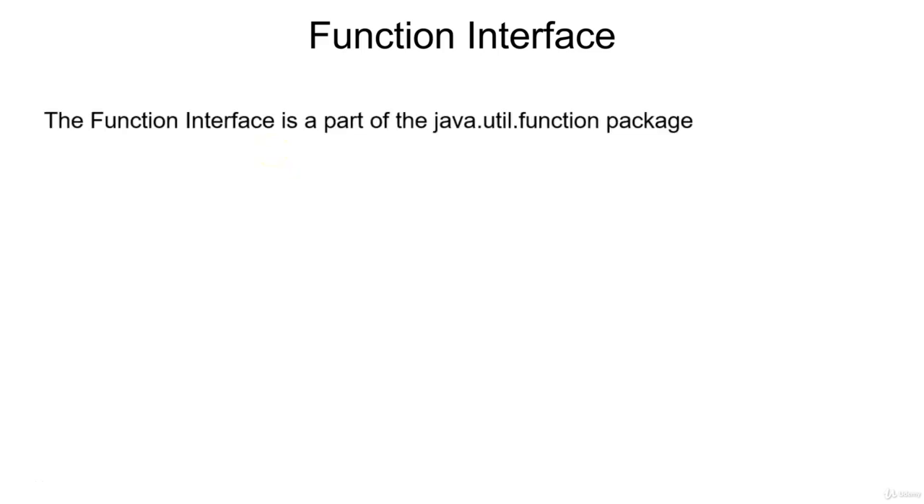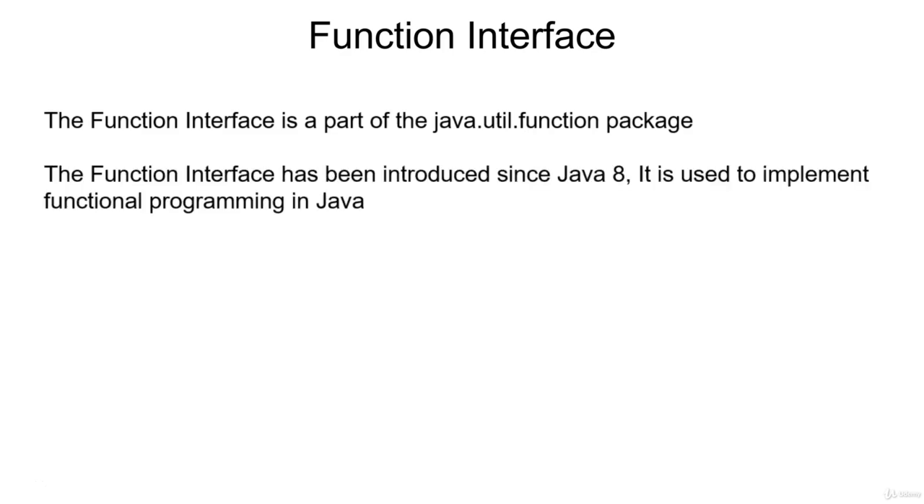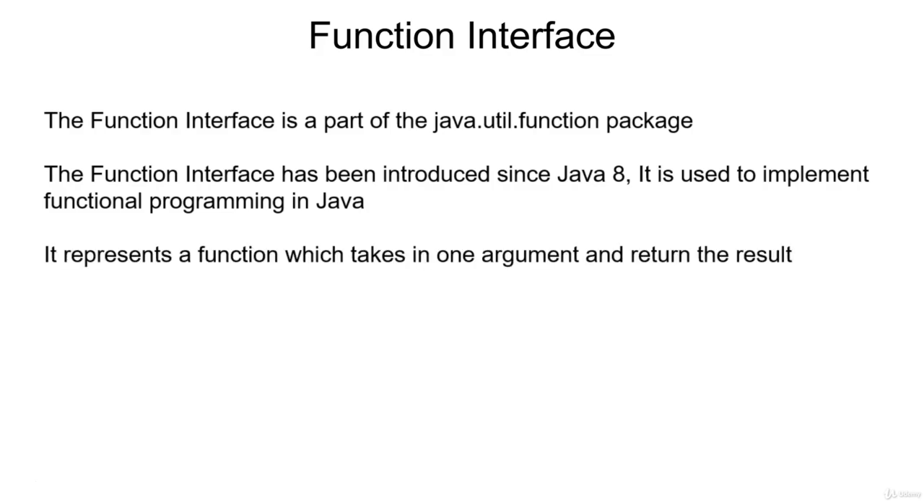In this video, we will discuss the Function interface. The Function interface is a part of the java.util.function package. It has been introduced since Java 8. It is used to implement functional programming in Java. It represents a function which takes in one argument and returns the result.